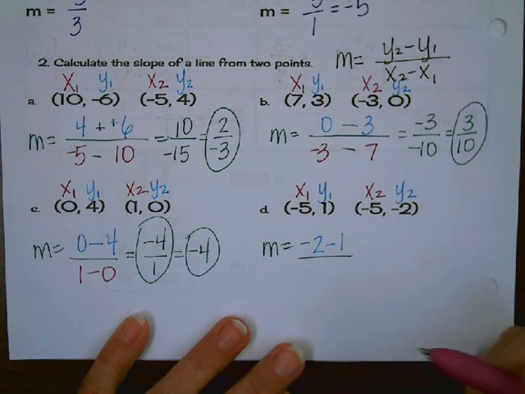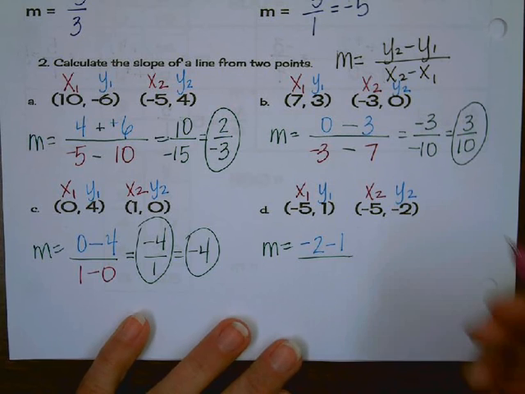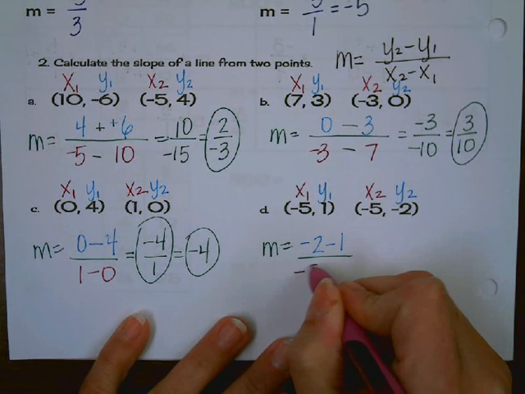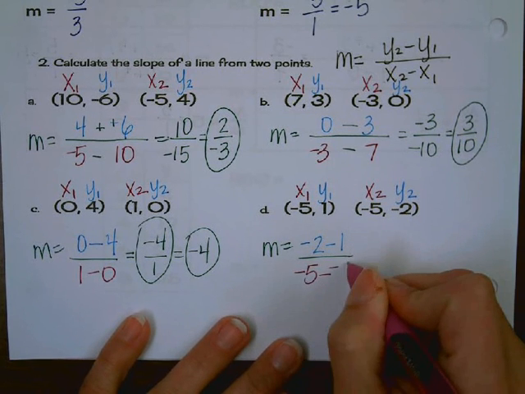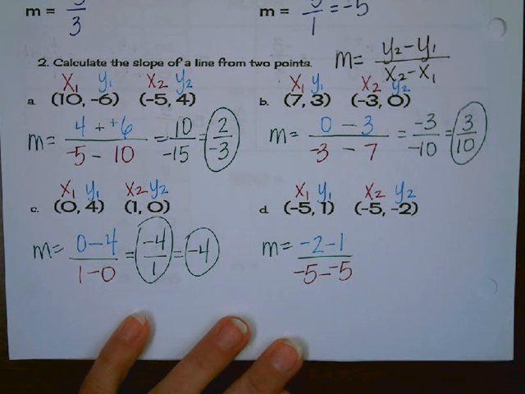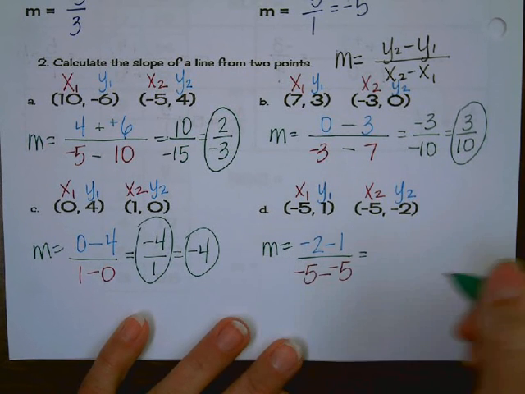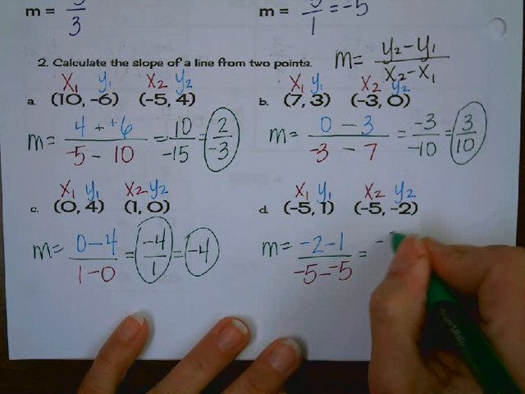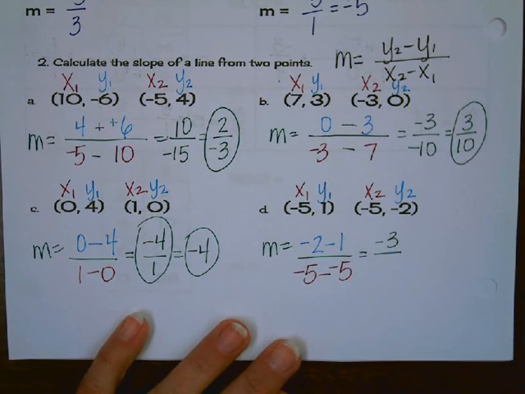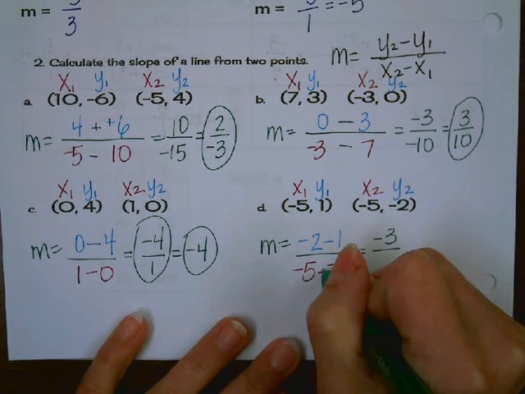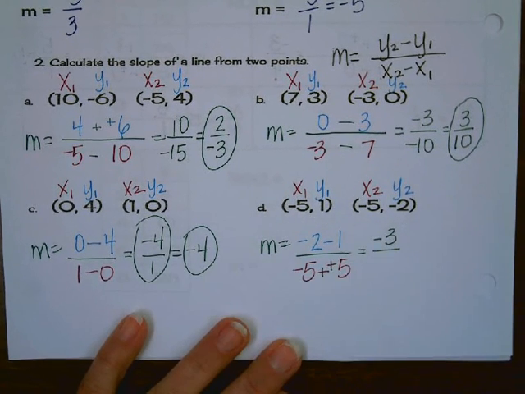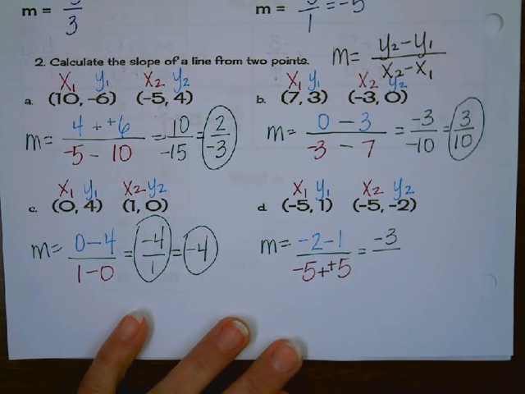x2, my run is x2 minus x1. So negative 5 minus a negative 5. So negative 2 minus 3 is going to be negative 3. I see on my run on the bottom that I have a double negative. So then I notice that negative 5 plus 5 is equal to 0.